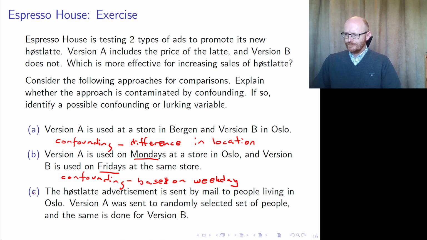Scenario C: the höstlatte advertisement is sent by mail to people living in Oslo. Version A was sent to a randomly selected set of people, and the same is done for version B. Take 5 seconds. Here you actually have randomization, and that is very good. So no confounding.